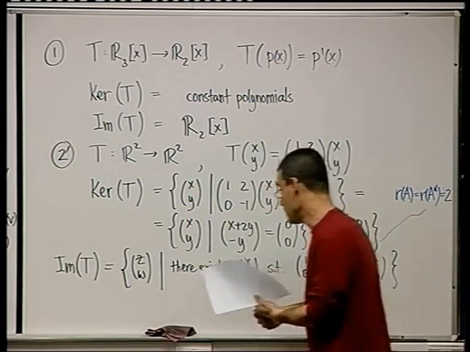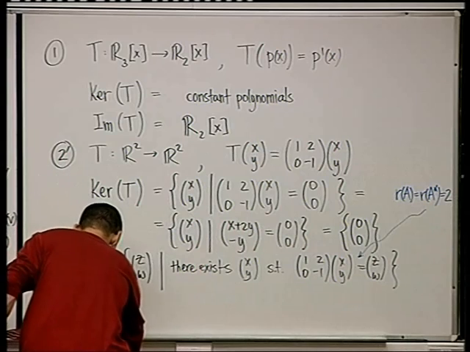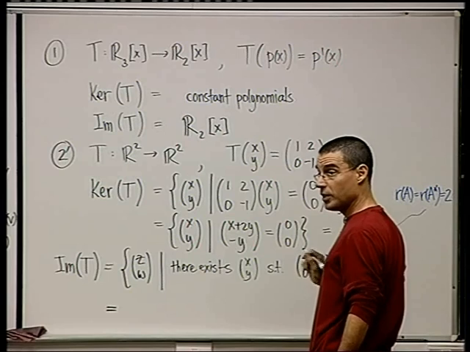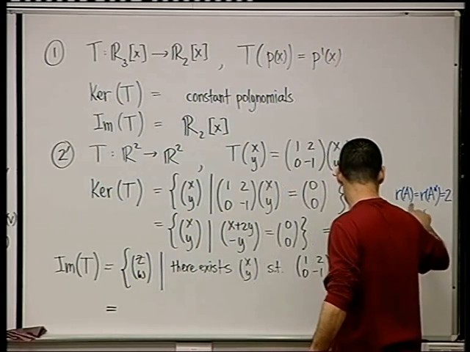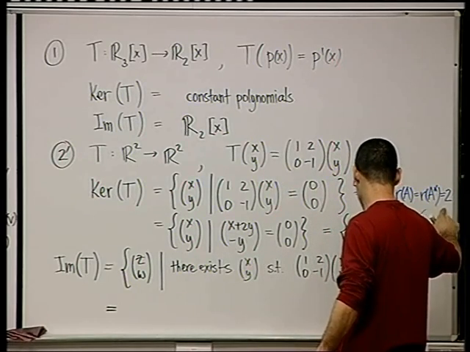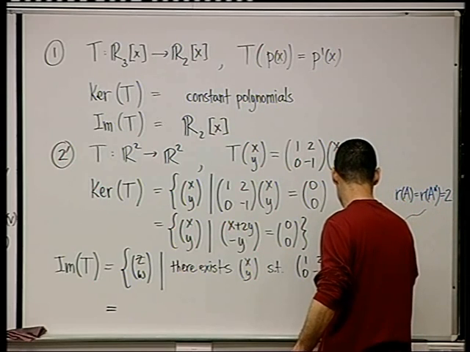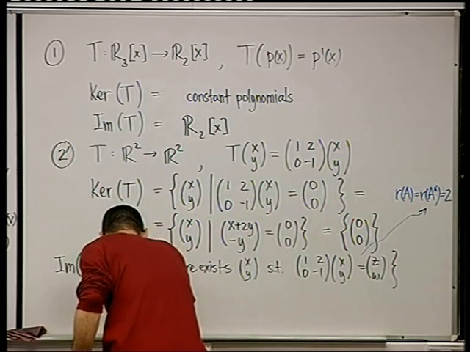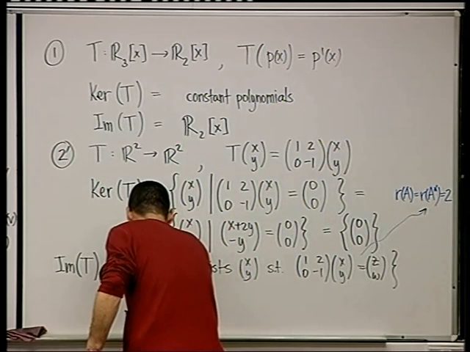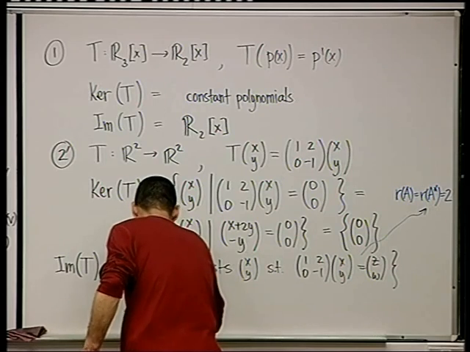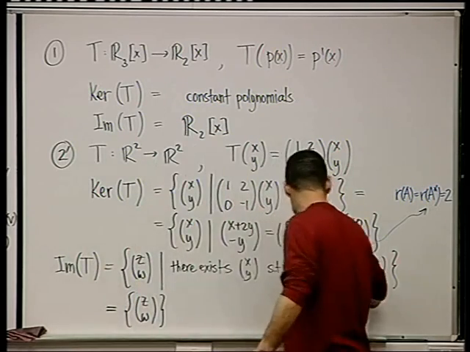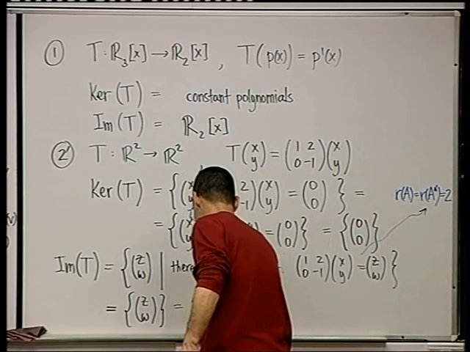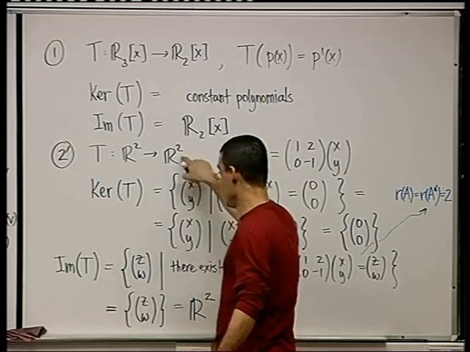Okay? So this is, in fact, maybe a bit confusing, but you have to think carefully about what we're asking. What is the definition? So since in this case, R of A equals R of A star equals 2, maybe I should point the arrow the other way. Therefore, this equals the set of all Z, W. For any Z, W, there's going to be a solution. And this is just saying that it's all of R2, all of the range space.